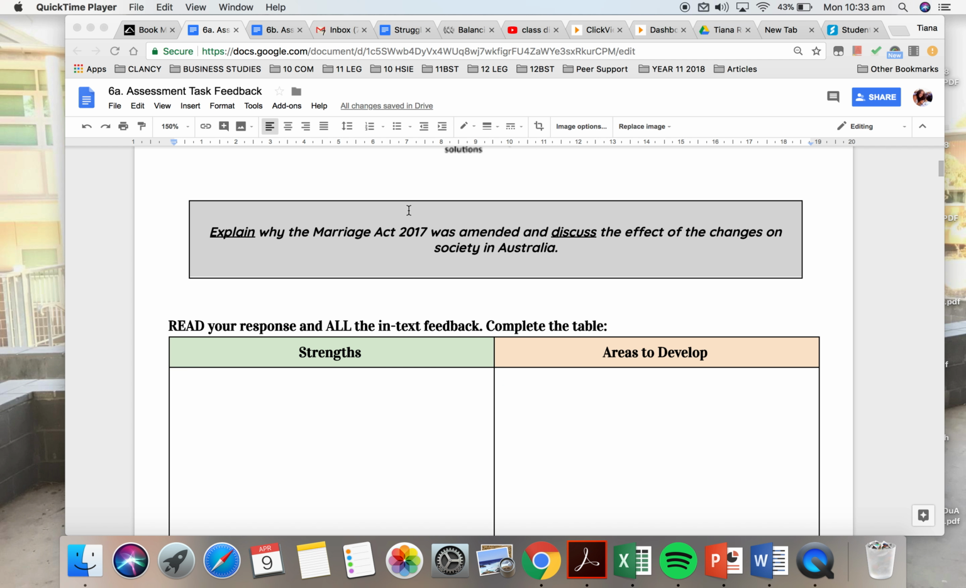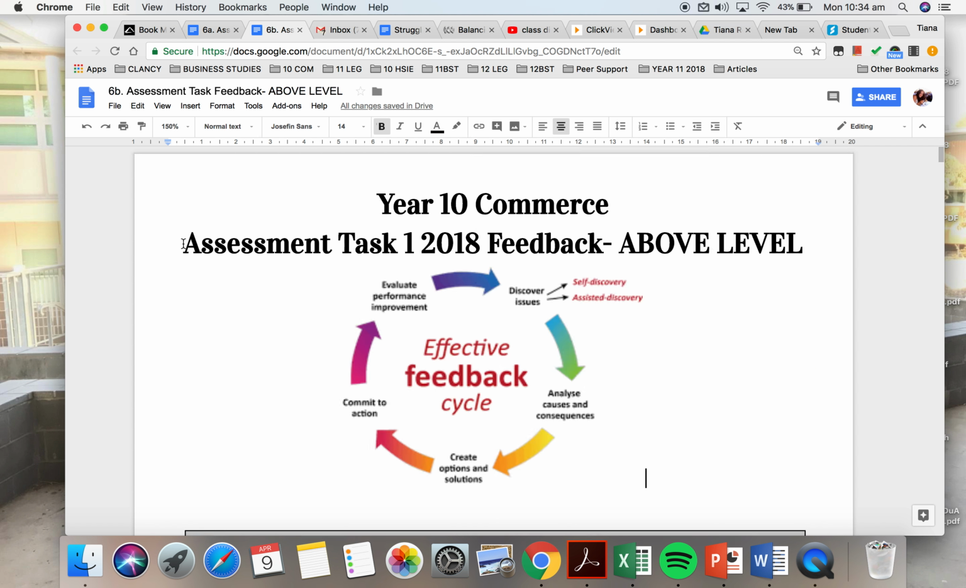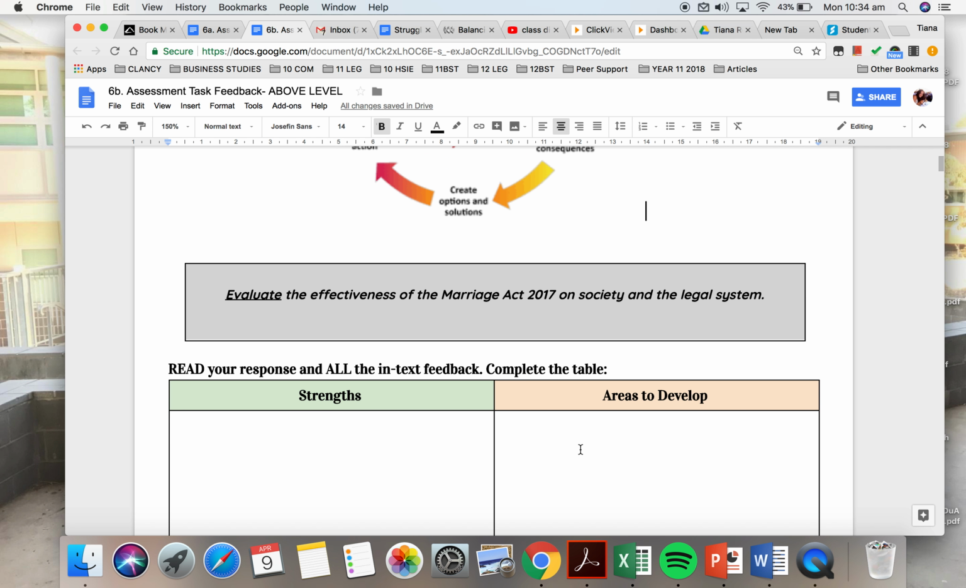Okay, so the core question was to explain why the Marriage Act 2017 was amended and discuss the effects of the changes on society in Australia. So there was two parts to this question. Explain why it was amended and discuss the effects of the amendment. Now, if you did the above level task, you obviously had a very different question, still around the Marriage Act and the amendments, but evaluate the effectiveness of the Marriage Act 2017 on society and the legal system.